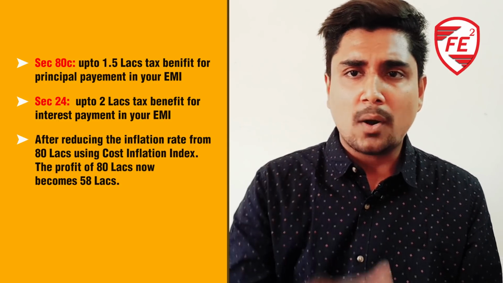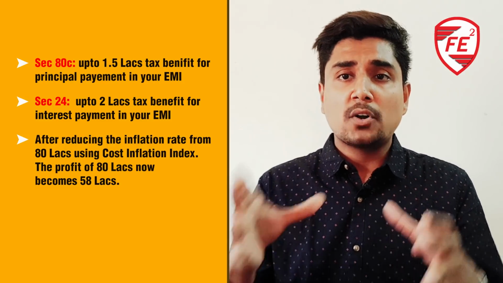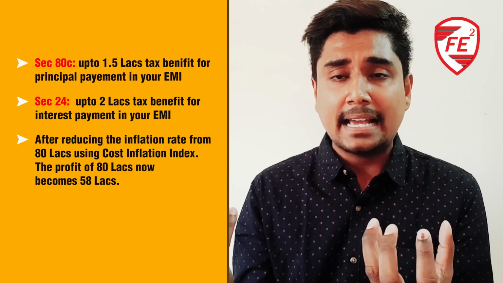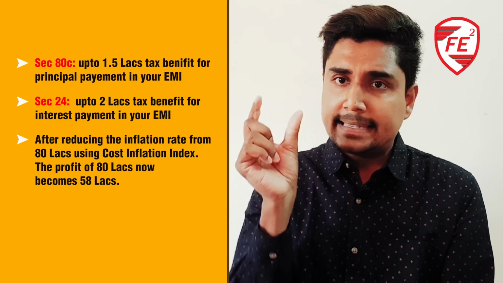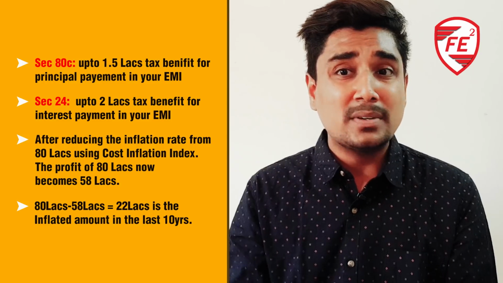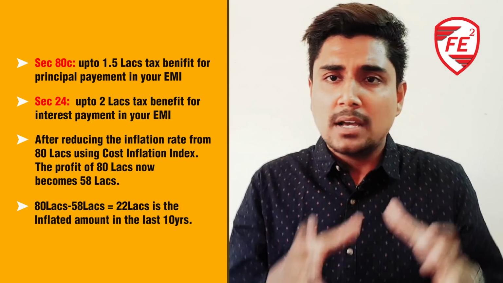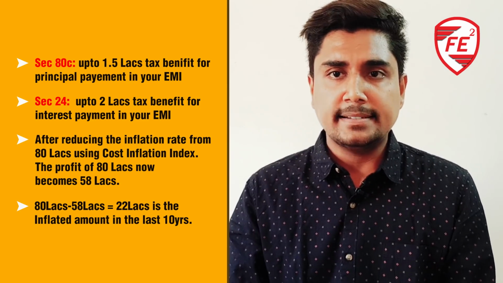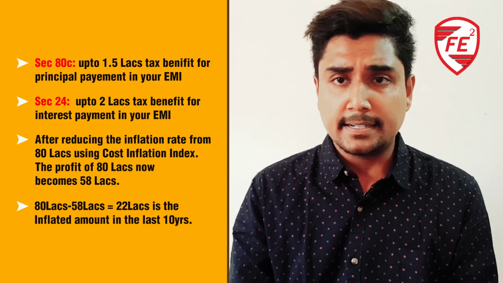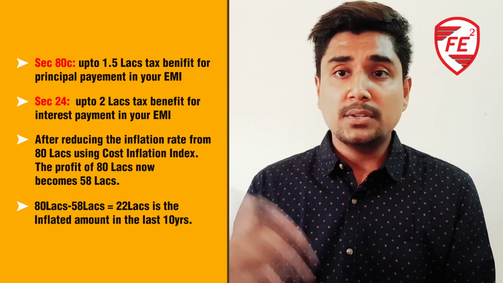If you feed the data into that online CII cost inflation index calculator, it will come to around 58 lakhs. From 80 lakhs, the profit now becomes 58 lakhs after applying cost inflation index. The gap of 22 lakhs, do you know what that is? It's the inflation rate. So you can reduce that inflated amount over the period of 10 years by using cost inflation index, which is legally provided to you by the Indian government. That's the beauty of residential real estate. So now the profit is 58 lakhs after using cost inflation index.